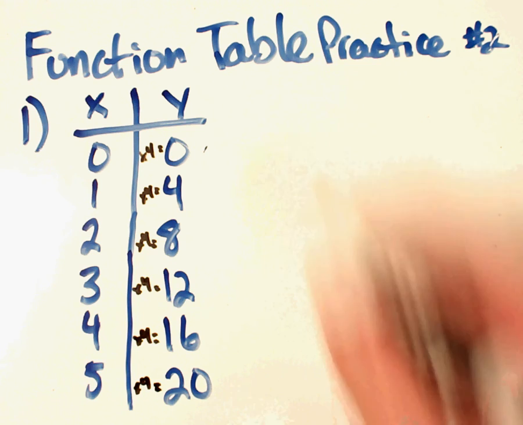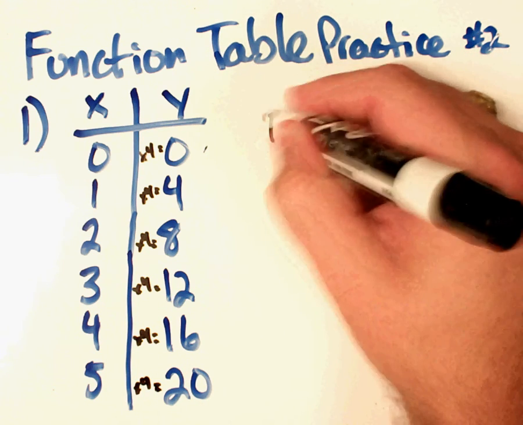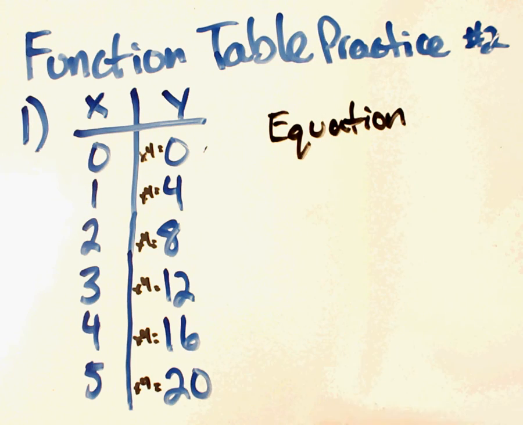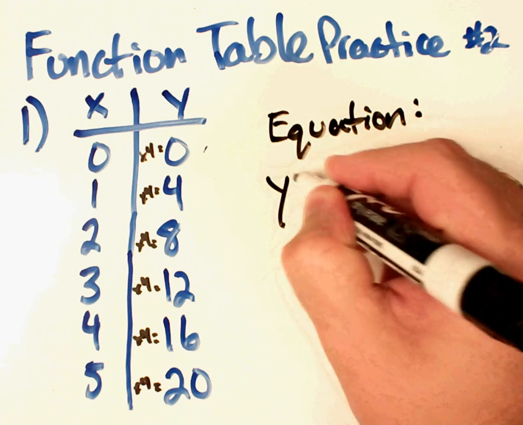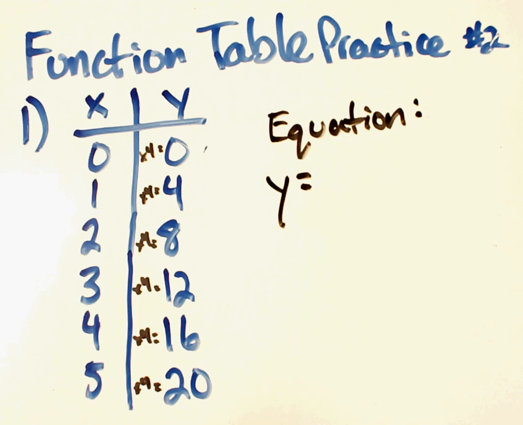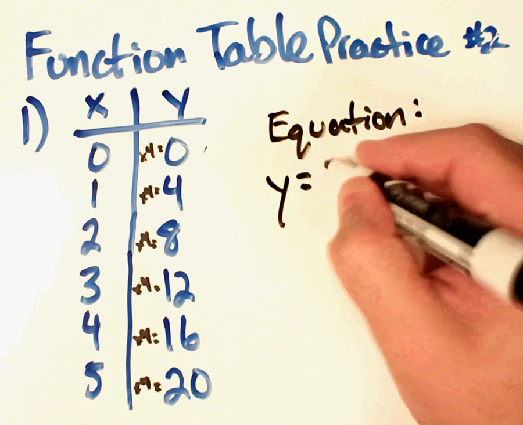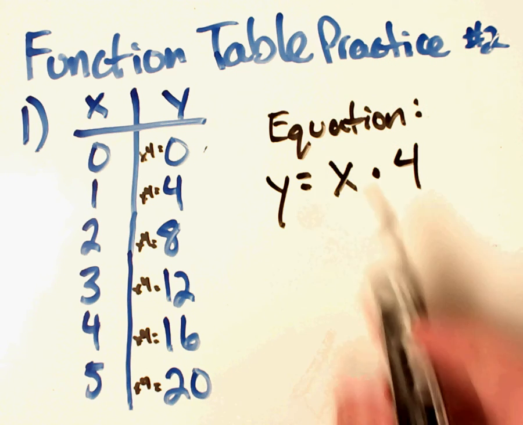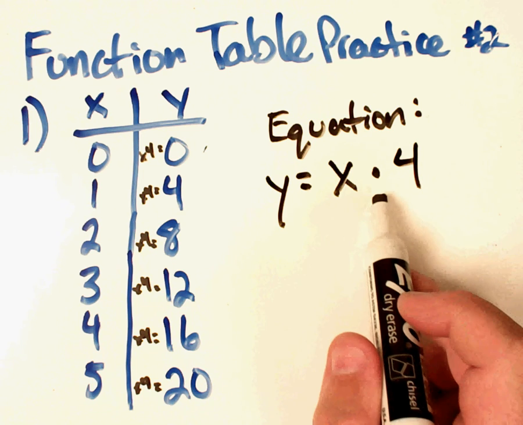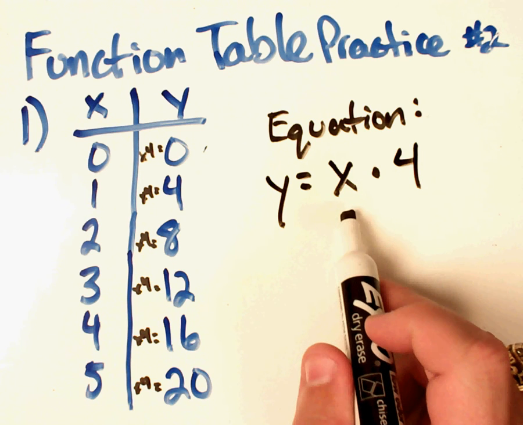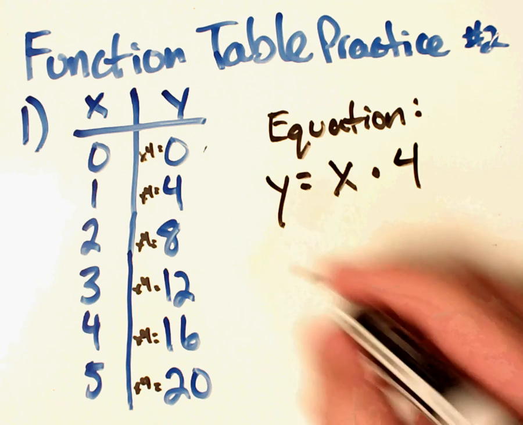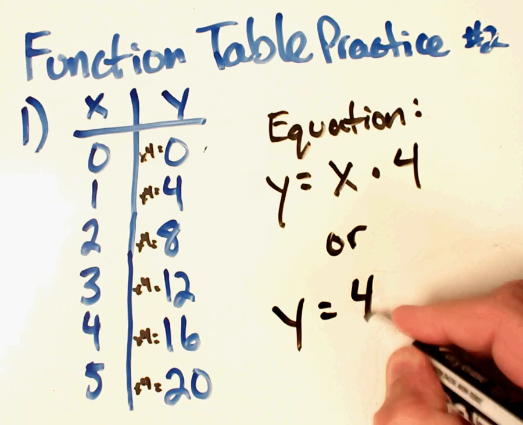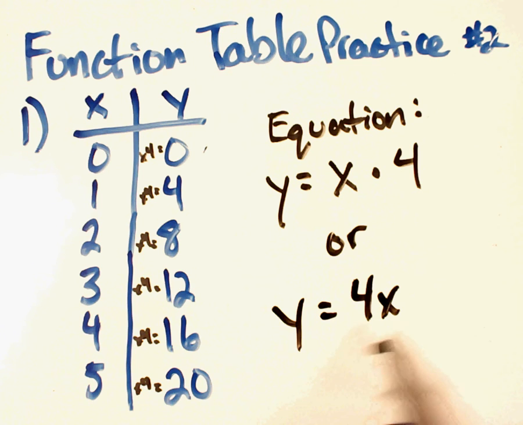So when I write my equation, when I write my answer, I need to write that y equals, because that's how we want to start all of our answers, is y equals x times 4. And I'm just substituting a little dot for the multiplication symbol, especially since I'm using x as one of my variables. The other thing I can do here is I can write this as y equals 4x, which just means the same thing.